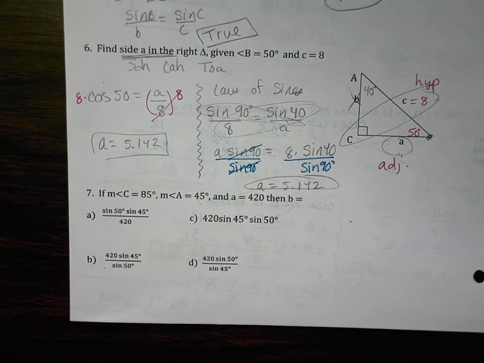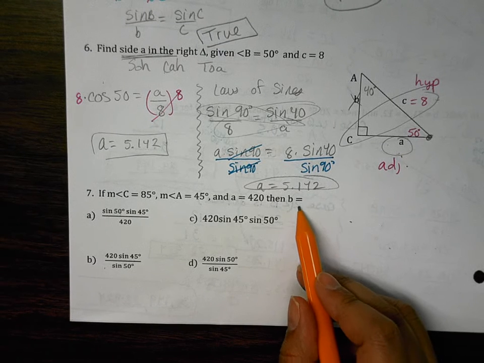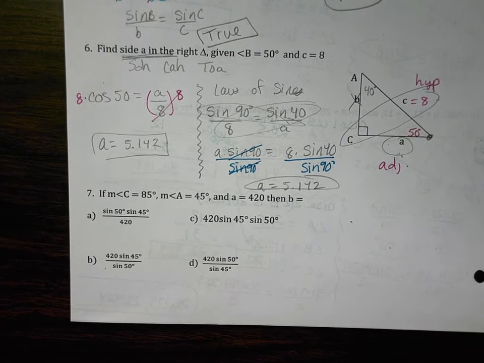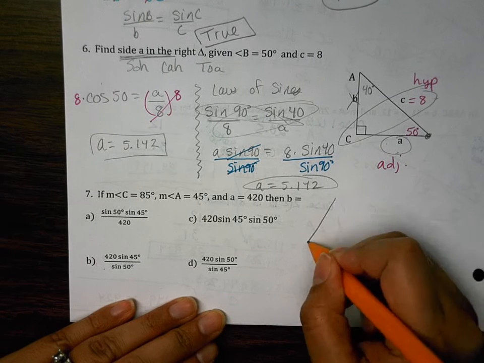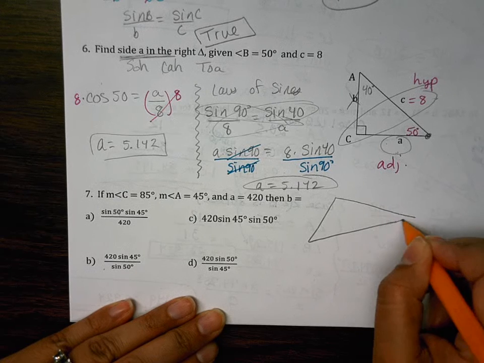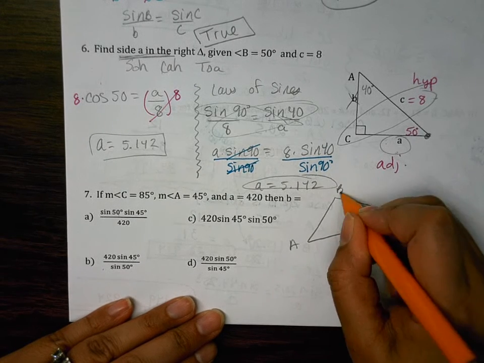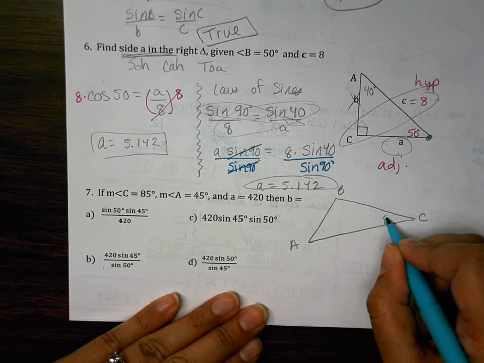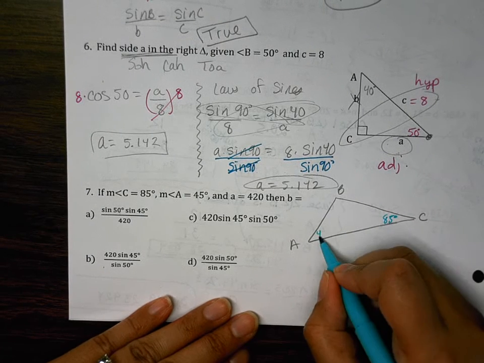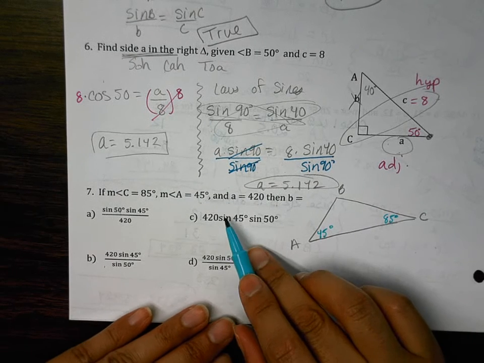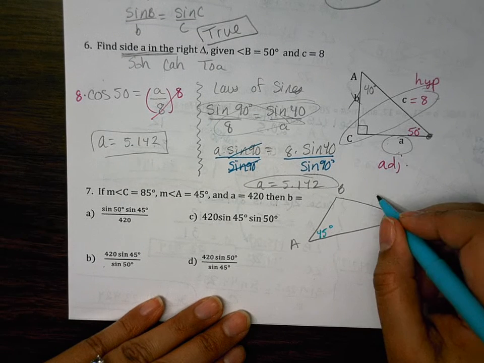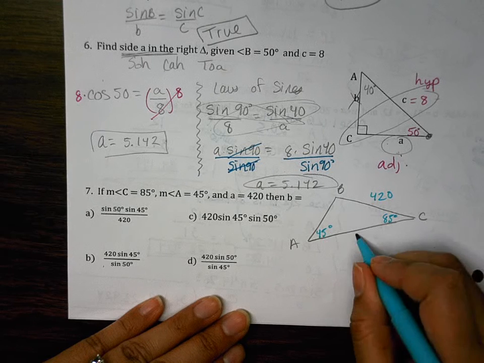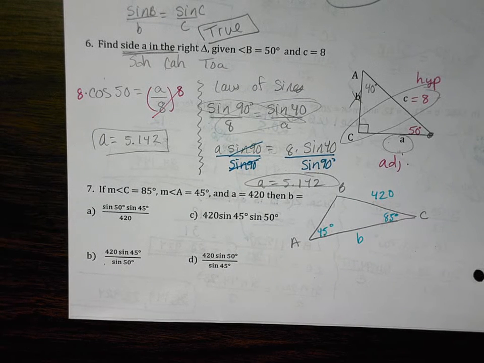All right, number 7. The measure of angle C is 85, A is 45, and little a is 420. Find B. If a picture helps, draw the picture. If you don't need the picture, it's not necessary. A, B, C. Angle C is 85 degrees, obviously not drawn to scale. A is 45 degrees. Little a is 420. Find B.